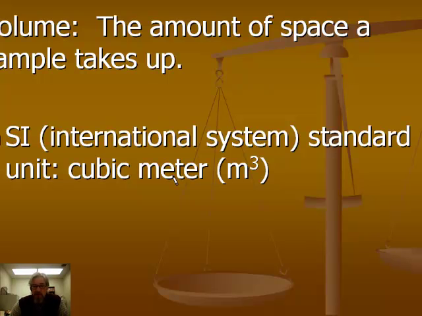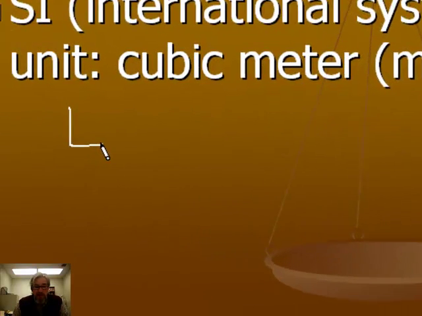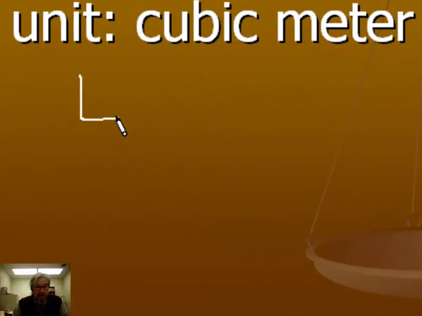And so instead of using a cubic meter, we're going to use something much smaller than that. A liter would be an example. There are 1,000 liters in a cubic meter. And even smaller than that, we will often use milliliters. A milliliter, there are 1,000 of those in a liter. A liter is approximately equal to a quart in our system. Most people are familiar with liters because beverages are often sold by the liter, even in this country.